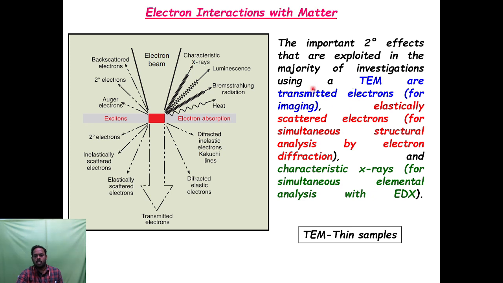Using those transmitted electrons, we will get the images of the sample, the morphology and the topographical structure of the sample. The elastically scattered electrons will be used for simultaneous structural analysis by electron diffraction. By means of this electron diffraction, we can find the crystal planes and the d-spacing values from that result. And the characteristic X-rays emitted from thin samples will be used for analyzing the presence of different elements.